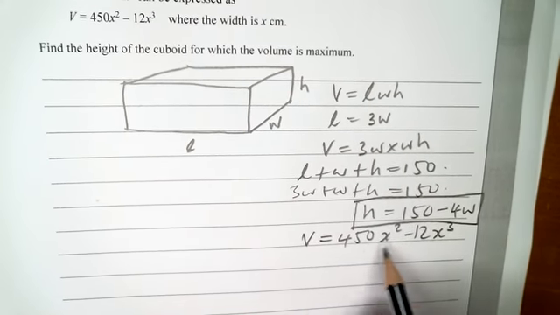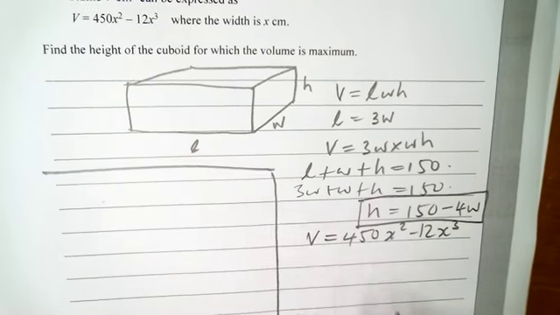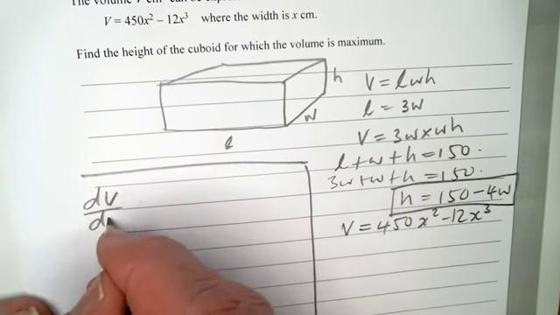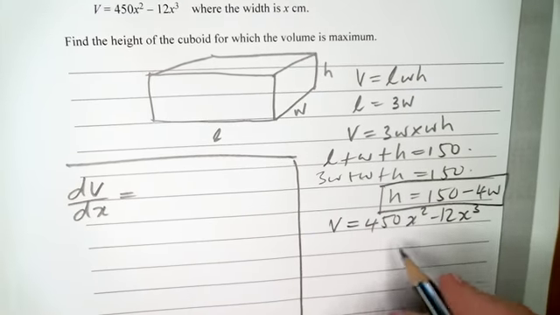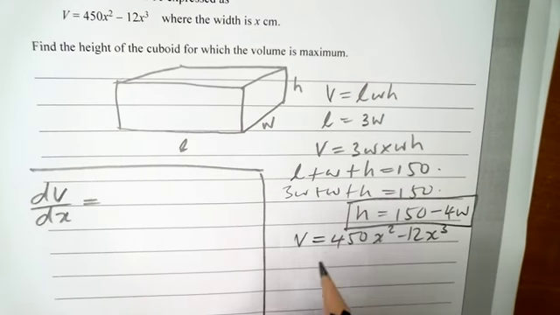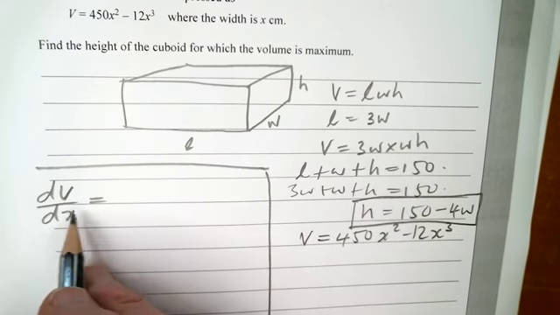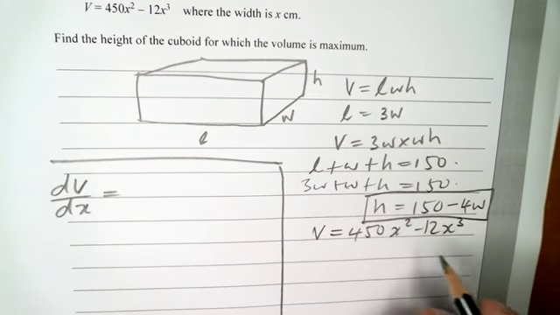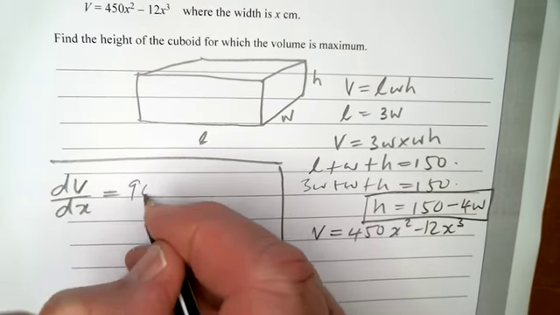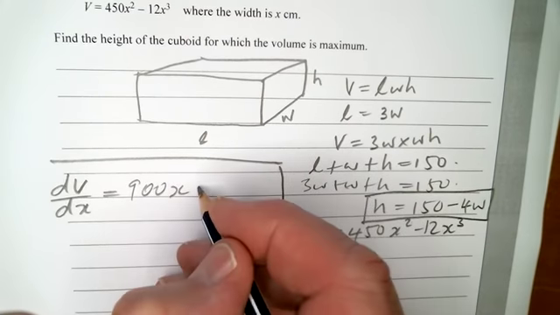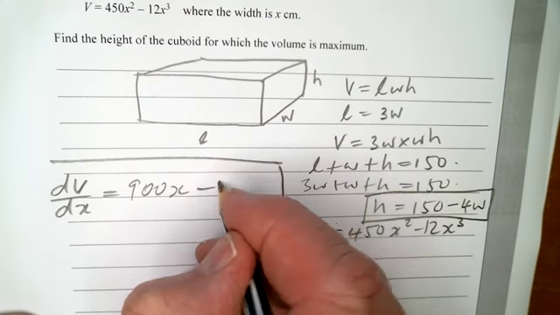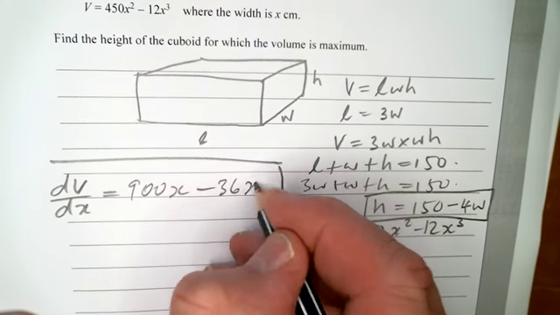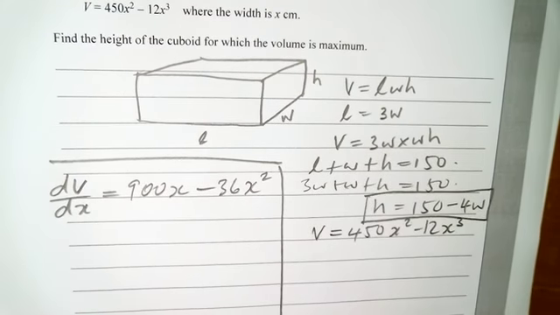So to find the maximum volume, and I'll just make a little sidebar here, we're going to differentiate the volume with respect to the width, which is x. And then we're going to make this equal to 0 in order to find the maximum. So here we go. So we're going to have 2 times 450 is 900x minus 4 3s are 12, 4 3 12s are 36x squared.